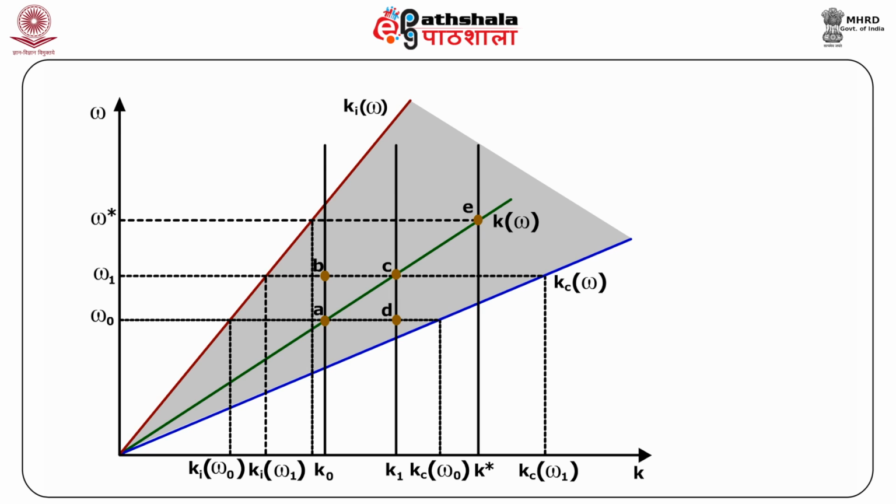However, for initial capital stock K1, omega 1 is the market clearing wage profit ratio, that is, lambda C Kc omega 1 plus lambda I Ki omega 1 is equal to K1. So positions A and C represent factor market equilibrium, while positions such as B and D are factor market disequilibrium. The curve K omega is merely the locus of equilibrium positions.